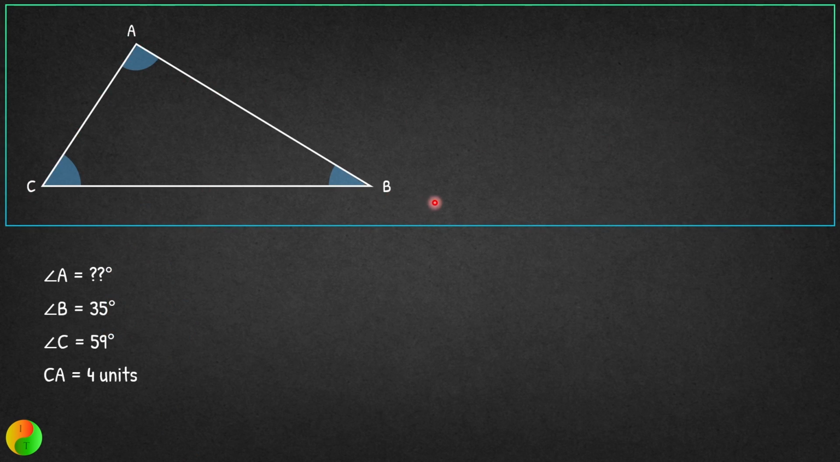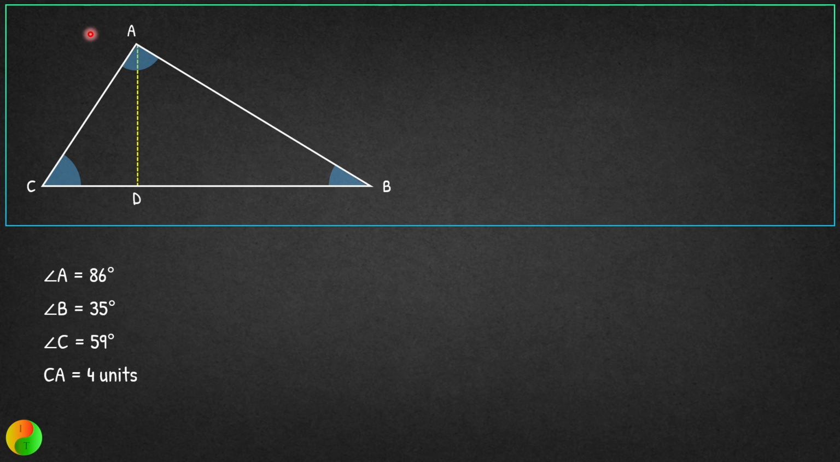In triangle ABC, angle A is unknown, angle B is 35 degrees and angle C is equal to 59 degrees, and CA is equal to 4 units. The rest of the sides are unknown. So using the angle sum property of a triangle, angle A will come out to be equal to 86 degrees.